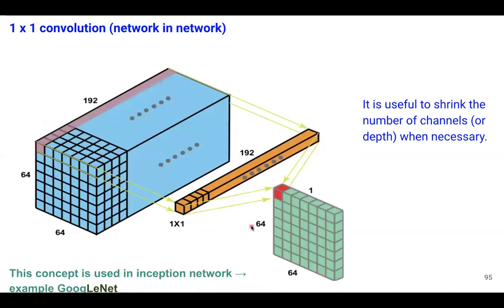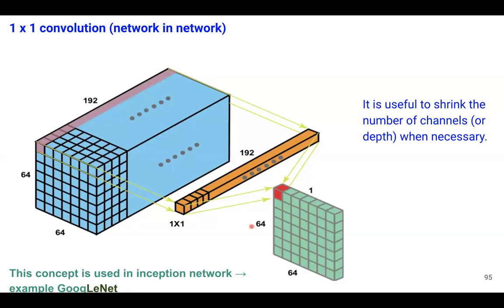There is one last thing that I want to just mention without going into a lot of details, which is 1x1 convolution. This is in its original paper, which I forgot to link here. In the original paper, they also call it network in network. I'm not entirely sure about the meaning of this name, but 1x1 convolution is something that you can use if you want to shrink the number of channels when necessary.